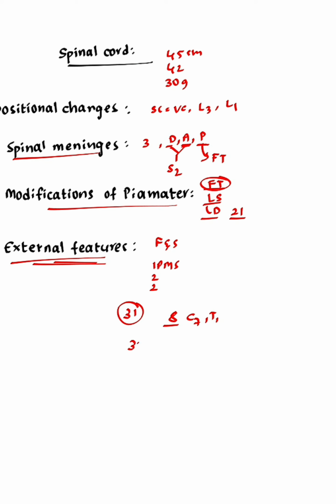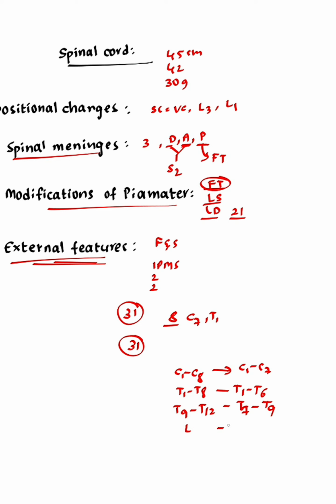Spinal segments: there are 31 spinal segments. Spinal cord is smaller than vertebral column. Spinal segments in the lower part are shorter and crowded. Spinal segments always lie above the corresponding vertebral spines. C1 to C8 spinal segments lie corresponding to C1 to C7 vertebrae. T1 to T8 lie at the level of T1 to T6 vertebrae. T9 to T12 spinal segments correspond to T7 to T9 vertebrae. Lumbar spinal segments correspond to T10, T11 vertebrae. Sacral and coccygeal segments correspond to T12, L1 vertebrae.